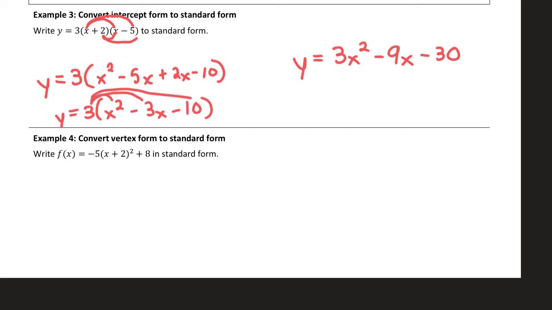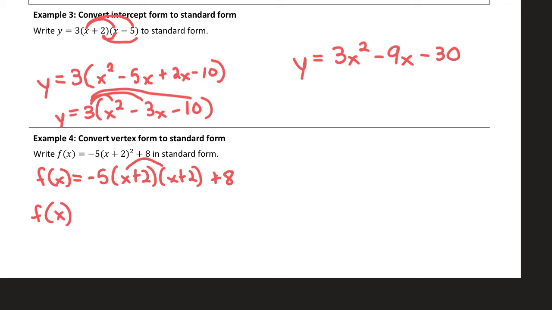So in this next example, I'm going to start it, okay? And I'm going to show I've got the negative 5 on the front, and this is x plus 2 squared, that whole quantity squared. So what this actually means is negative 5 times x plus 2 times x plus 2. And what we can't forget is the little 8 being added on the end there, okay? So we're going to handle this exactly like the last one, except we've got to keep track of the negative 5 and the positive 8.